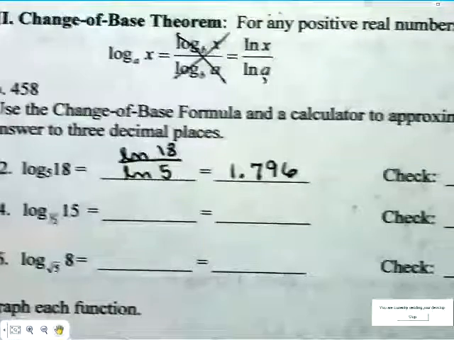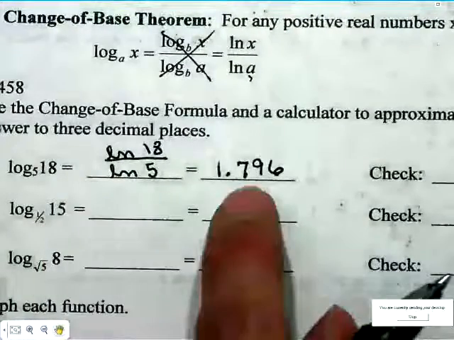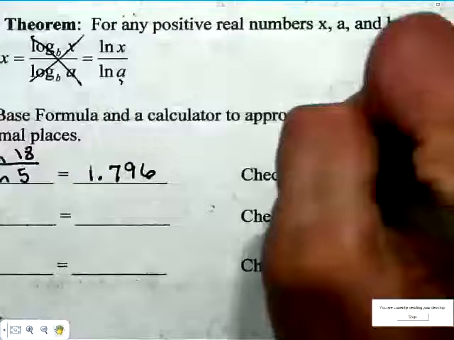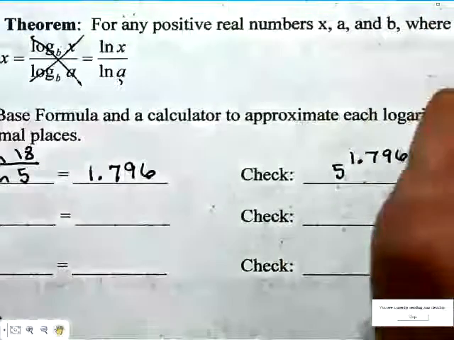The great thing is it's checkable. Just raise 5 to the 1.796 and see if it gives you something darn close to 18.